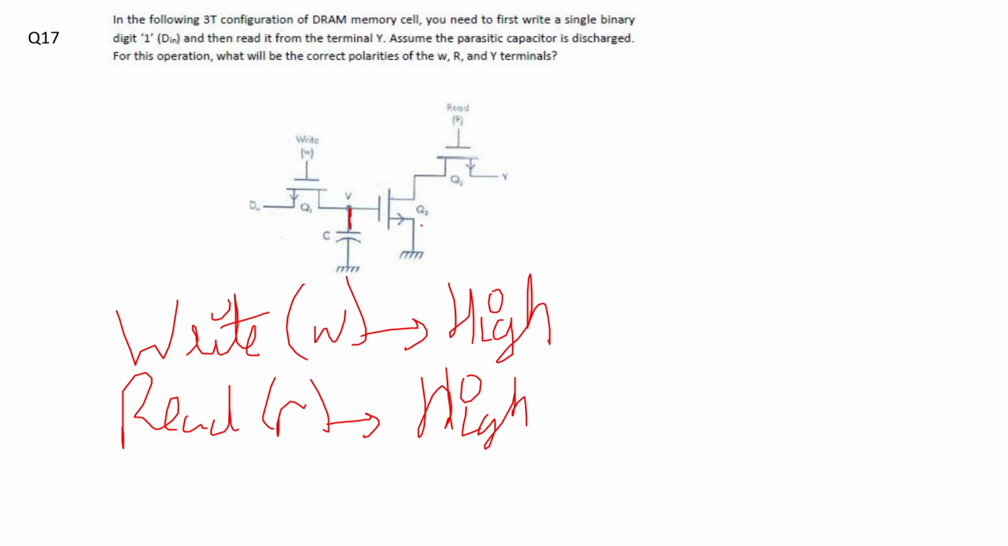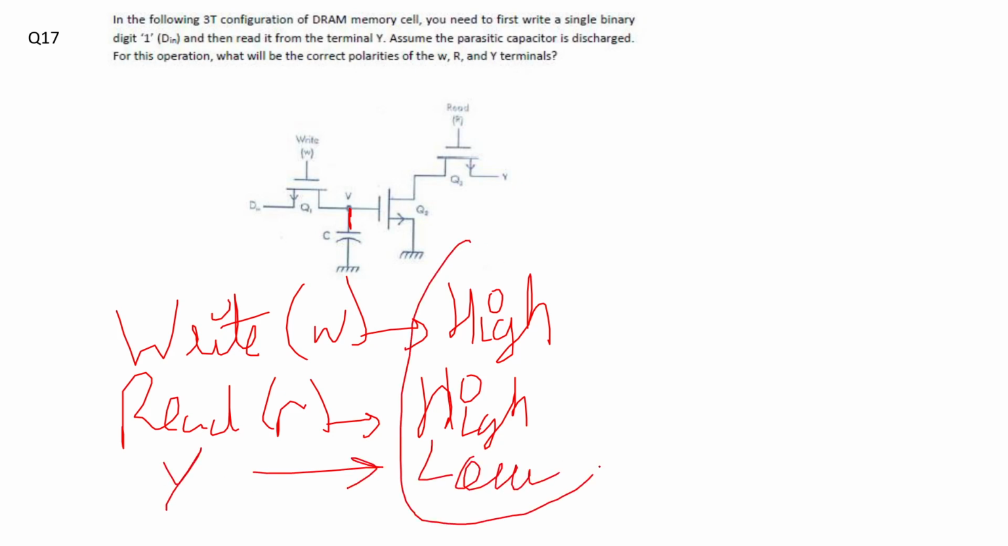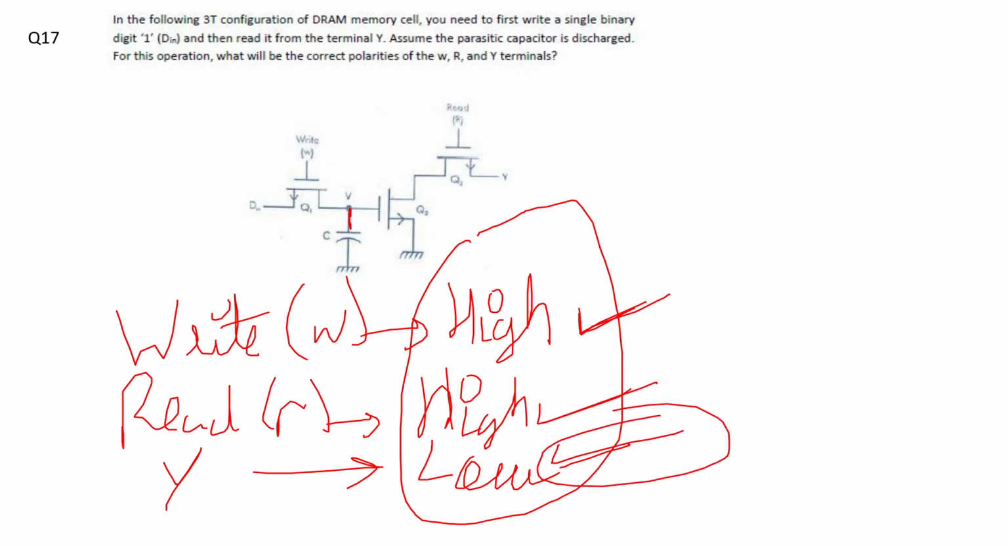So here 1 is stored. The moment you do the read operation, this Y will be discharged, because as discussed in the 3T 1C DRAM structure, it is an inverting kind of readout. So when 1 is stored, Y will be discharged. When 0 is stored, Y will remain high. So Y will go to low. So first the write needs to be high, then the read will be high, and then Y will go to low. I haven't given options here deliberately; I just wanted to show it in detail. So the correct answer was write will be high, then read will be high, and then finally Y will be low.